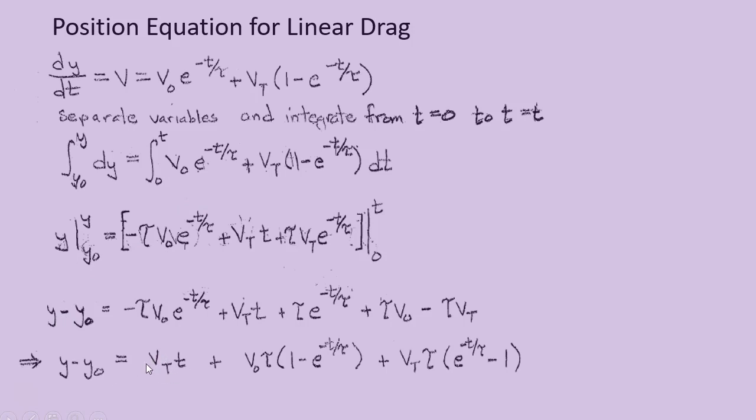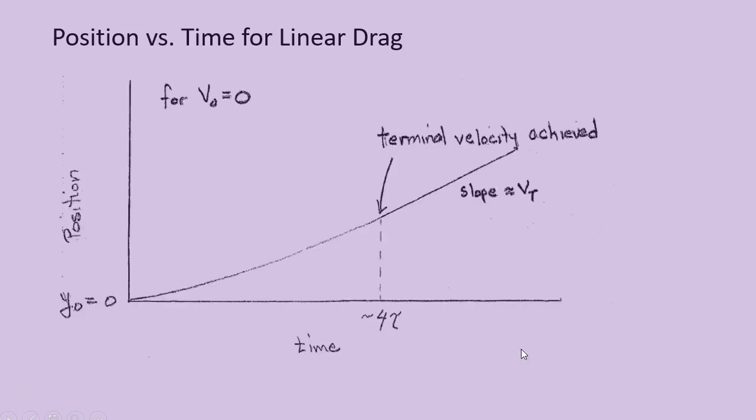Now we can go ahead and collect like terms here and get a simpler version, where y minus y sub naught is equal to v sub t times time plus v sub naught times tau times this exponential expression plus v sub t times tau times this exponential expression. We won't ever have to use this mathematically, but I think what's interesting is to look at the graph.